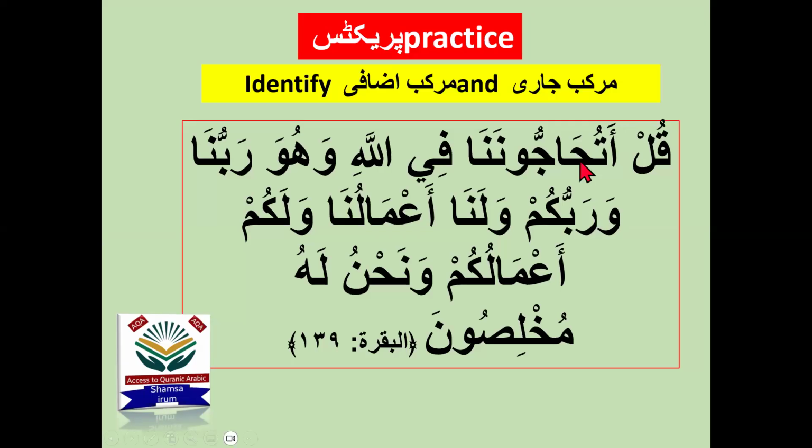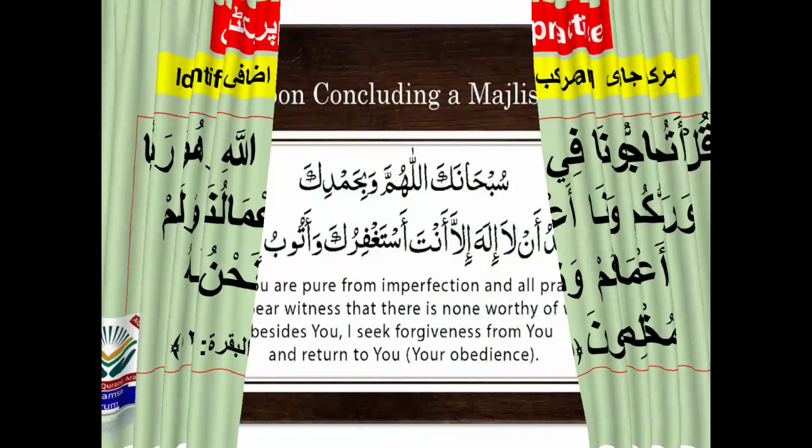Except for the second word of the first kul, atuhajjunana: this na at the end is also na here, but this na pronoun is attached with the verb. The word before it is a verb, not a noun. So don't circle it. Except this one, you have to check all the other words and separate which is murakkab izafi and which is murakkab jari. This is your homework. Let's make dua now.